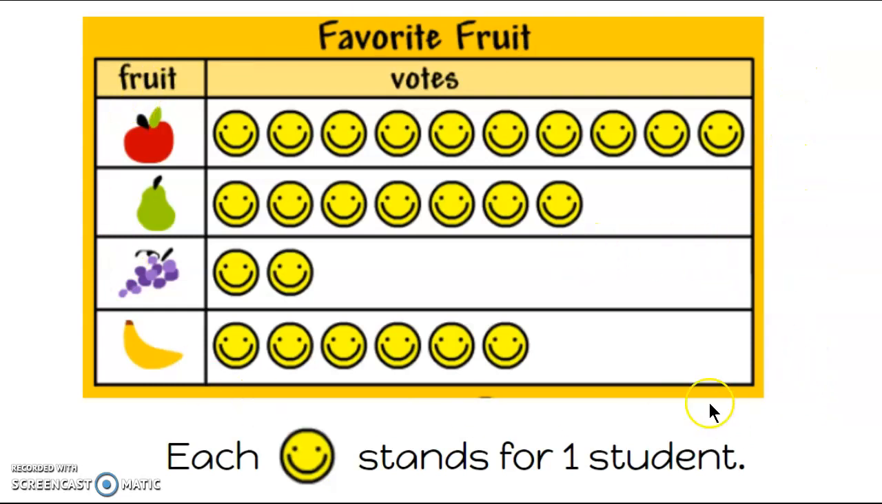So when I look at this, I can answer questions about it. I could say, how many people liked grapes? I could also ask you, how many people liked bananas and grapes? And I would need to count all of my bananas votes and all of my grapes votes. I could also say which fruit was liked the least. And just by looking at my data, I can see that it would be the grapes without even having to count because I can see that that is the shortest line of smiley faces that I have.